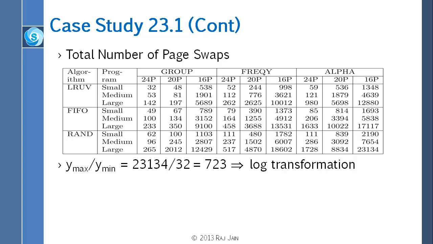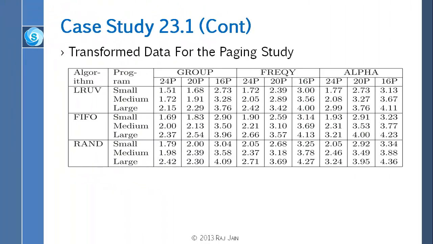You notice that the largest value is 23,134 and the smallest value is 32. The ratio is too large, and so we went for the log transformation. So we take the log of it first, and here are the 81 values. Now we can start doing the sums along each axis, and then calculate the alpha values, the effect values.